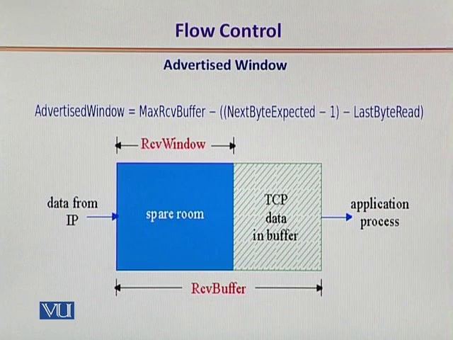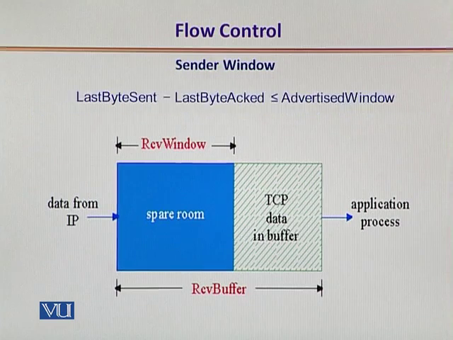So the advertised window is going to be the difference of the maximum receive buffer, that is the total buffer size, minus the sequence number of the next byte expected minus 1, because in TCP implementation the next byte expected is always plus 1, the expected sequence number, and the last byte read. This relationship shall determine how much buffer availability can be advertised to the sender.